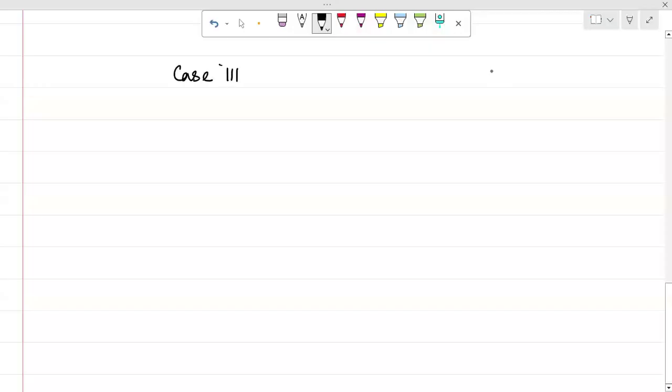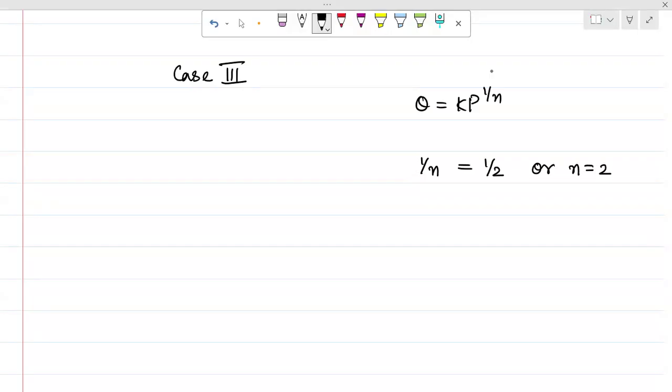Case 3 is where theta is equal to kp to the 1 by n, which is the formula of the Freundlich adsorption isotherm. By now, this might be registered in your mind. Let's say that the value of 1 by n is equal to half, or let's say that n is equal to 2. Both of these indicate the same thing. Then theta is equal to kp to the power 1 by 2.